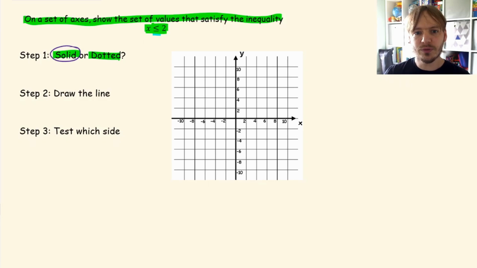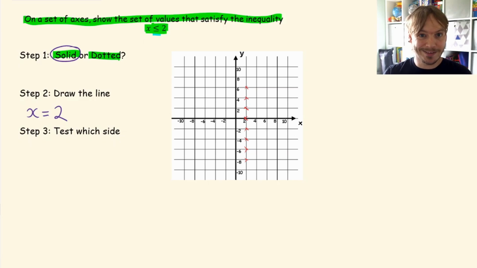Step 2 is draw the line. Now what line do we draw? Well, we draw the line as if it just said x equals 2. Ignore the inequality. How would we go about drawing a line of x equals 2? So we need to find some places on our graph where x equals 2. For example, just here on the axis, the point (2, 0), but also heading upwards x is equal to 2, and so is heading downwards. We have this nice straight line here of all these points.